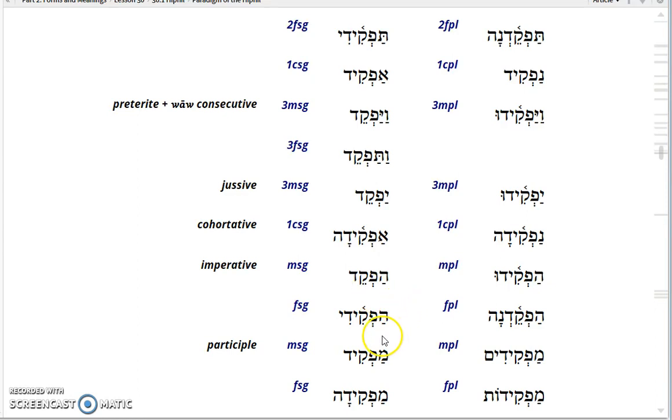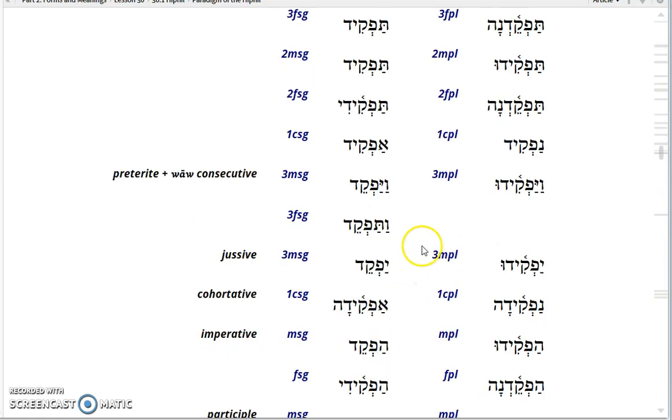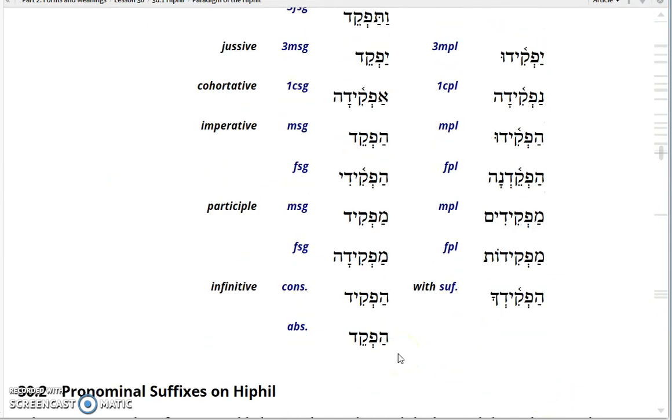Though in the feminine singular, you'll get a hafkidi, which in the second feminine singular, you do have the hireq yod. So the rule that you can take the imperfect and drop the t comes close, doesn't work with the masculine singular, but it does actually work with the other forms, the masculine plural, hafkidu, and the imperative feminine plural, hafkedna. Those all follow the pattern of dropping the t and forming the imperative.